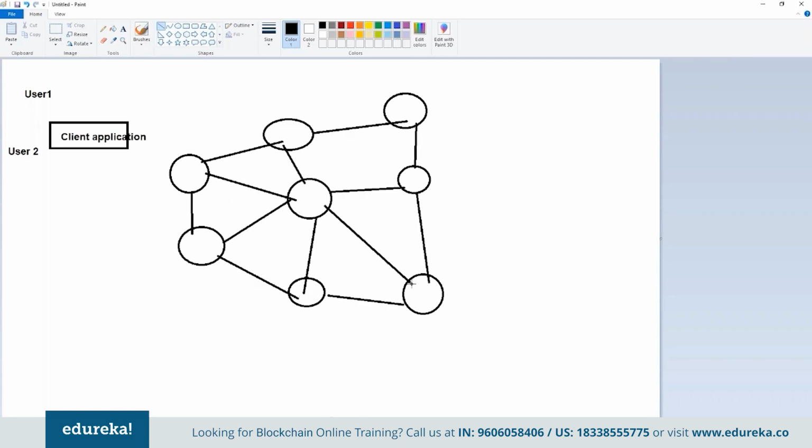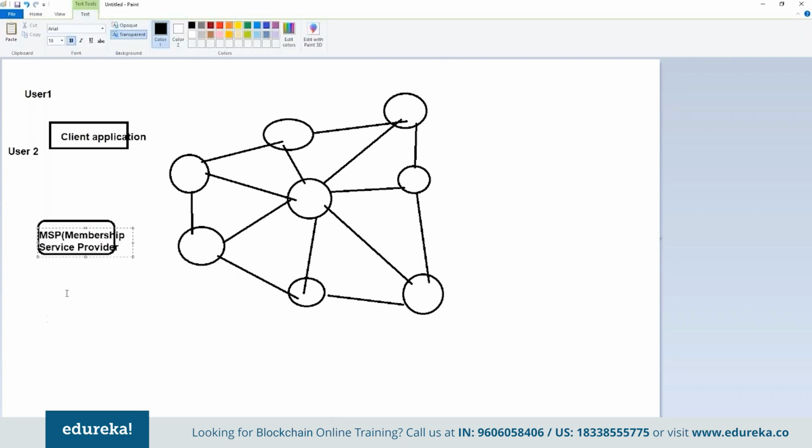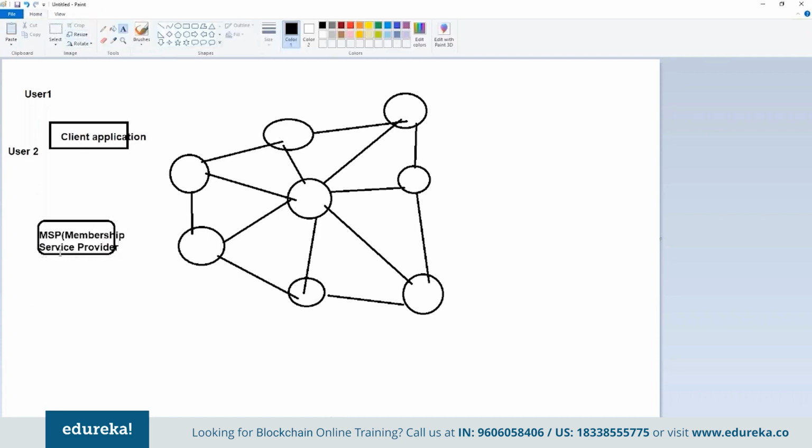Now there are some additional entities here. One is your MSP, or membership service provider. What it will do is keep track of what access is required for whom. For example, it will provide the authentication: first of all, what members are part of my network. Is this node part of my network? Is this node part of my network?